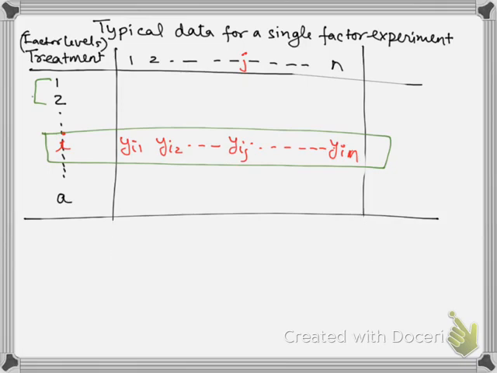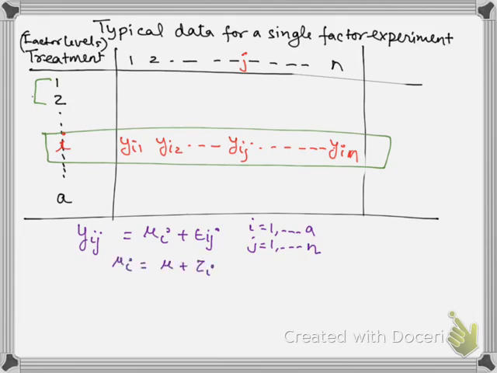A statistical model for the one-way layout is written as, let me just erase that so we have enough space. We write the statistical model as yij equal to mu i plus epsilon ij. It's called the effects model. i goes from 1 to A, j varies from 1 to n, and mu i is equal to mu plus tau i, where tau i is the ith treatment effect, and mu is the overall mean.